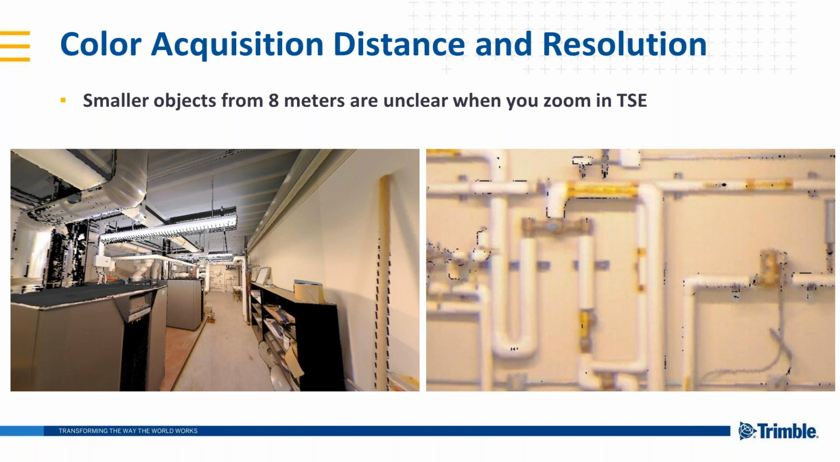Just as scan density and distance is important to capture detail on complex objects, distance and resolution is important to consider for color acquisition. Don't expect to see high resolution detail from every distance in Trimble Scan Explorer. And remember to scan from 2 to 4 meters when there are fine details that you want to capture with the camera.